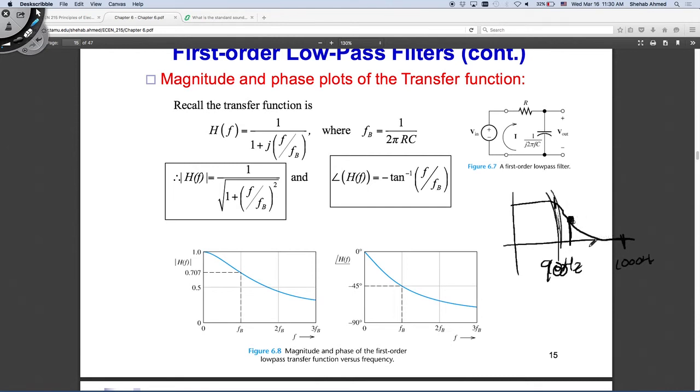So I would probably choose FB in this case. If this was 1,000 hertz and I want to eliminate it, I would choose FB at least 10 times less, for example, if I'm using a first order filter. So then you know FB. Once you know FB, you can go and select an R and a C. That's how you design your filter.